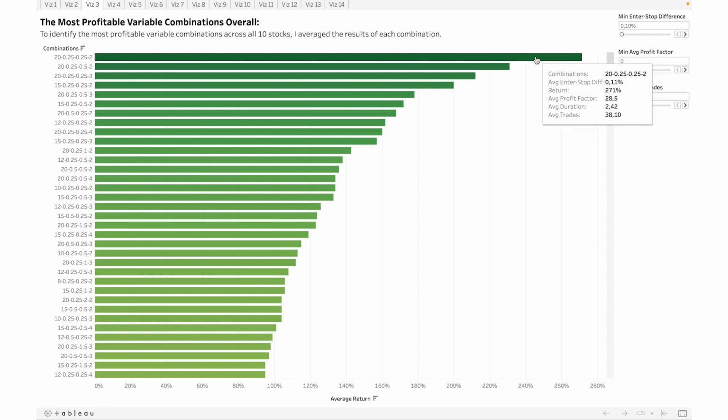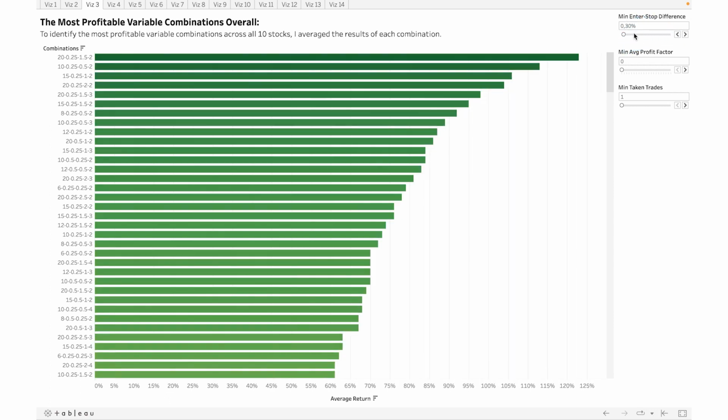a swing trade. Although further analysis including volatility and slippage should be considered in the future to determine an optimal distance based on data, for now we will rely on experience. And I believe we need at least a distance of 0.3% to be able to trade. Now, if we move to the right side of the chart and set the minimum entry-stop difference to 0.3%, we can see that the most profitable combination is the 20, 0.25, 1.5, 2.